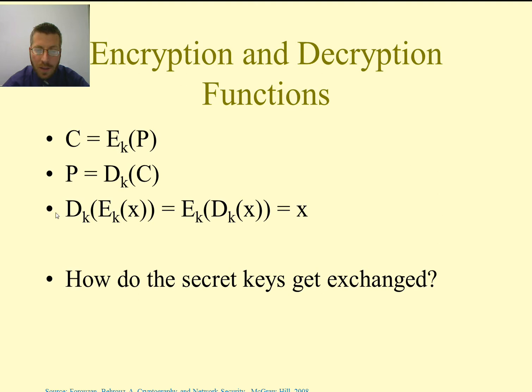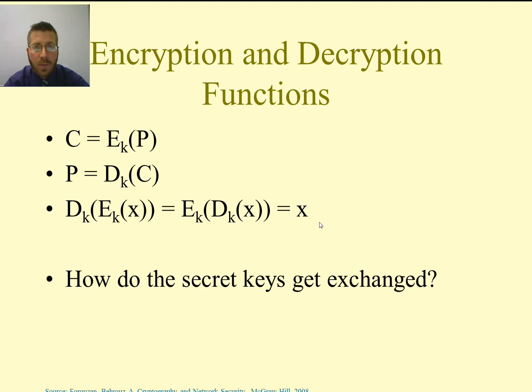The bottom bullet there, that third one, shows you the inverse operations. If we encrypt some plain text X with a key K, and then we decrypt it with a decryption algorithm with the same key K, it's the same as if we did it the other way around with the encrypt and the decrypt algorithms, and ultimately we should still get our plain text X back out.